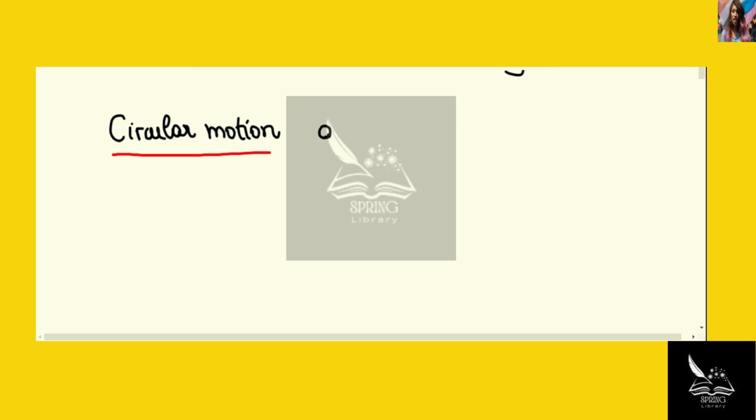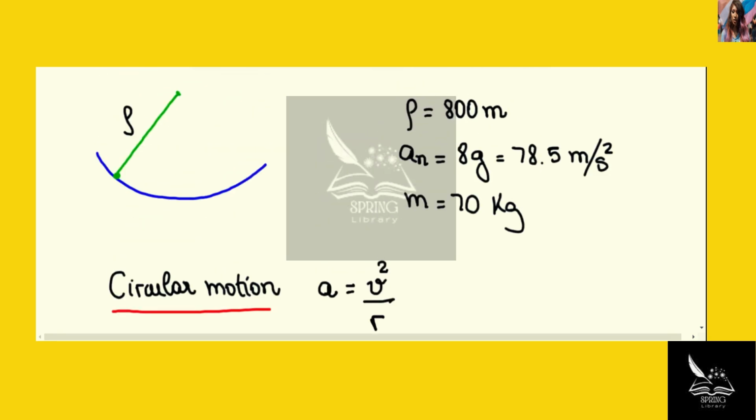All we need to know is that the acceleration of an object that's undergoing circular motion is equal to v squared, where v is the speed, divided by r, where r is the radius of the trajectory of the object. Okay, so now we are able to solve the exercise.